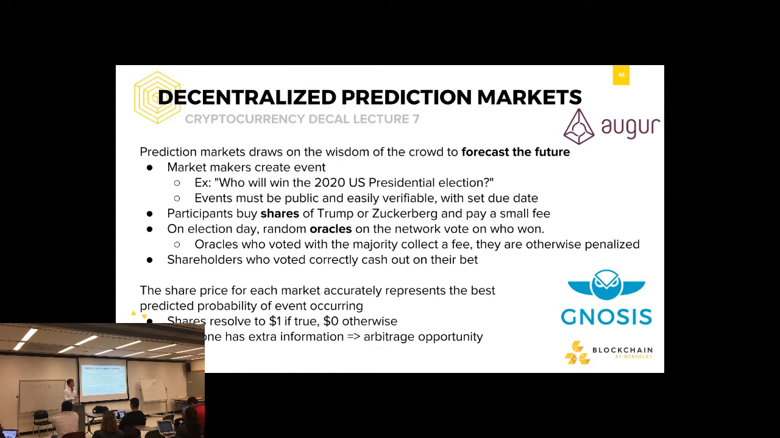And on election day, you have random oracles spread out across the network who will vote on who won. So the oracles who vote with the majority take the fee that was paid into that market. Otherwise, they're penalized and might lose their status as an oracle. And the shareholders who voted correctly are able to cash out on their bet.